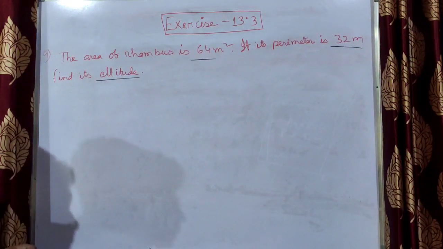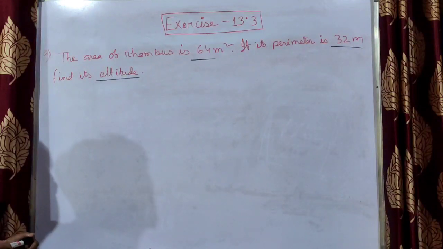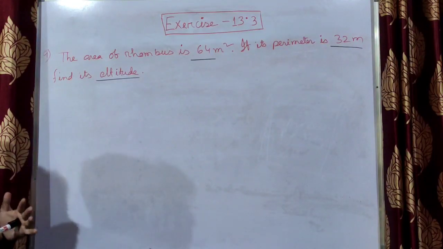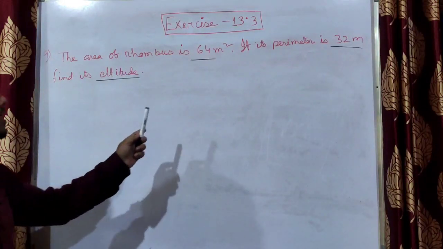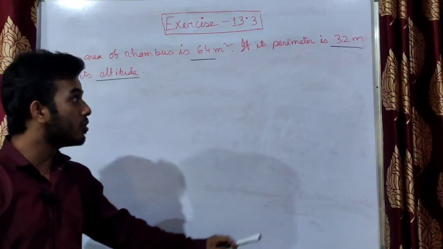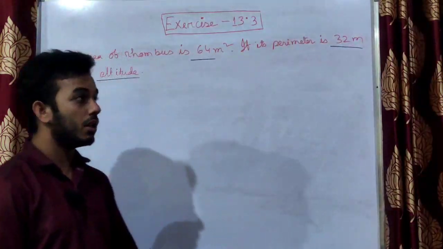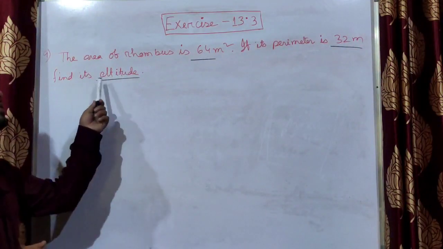Okay. So now let us move to our next question, that is question number 9. In this question we have a rhombus whose area is 64 meter square and whose perimeter is 32 meter, and we have to find its altitude.